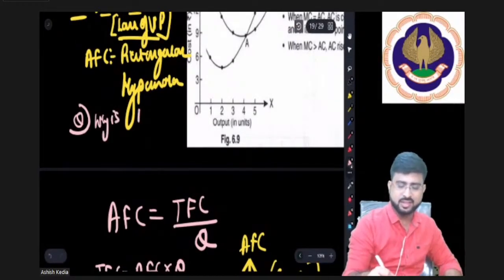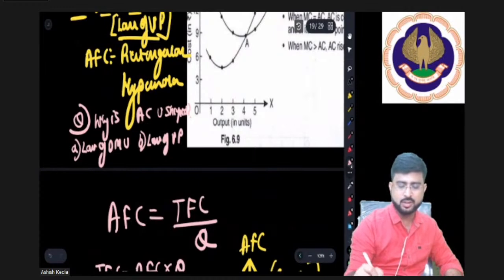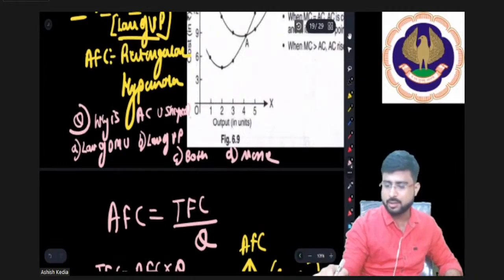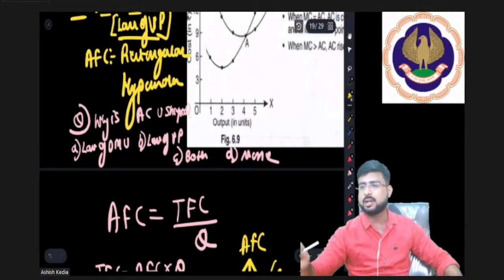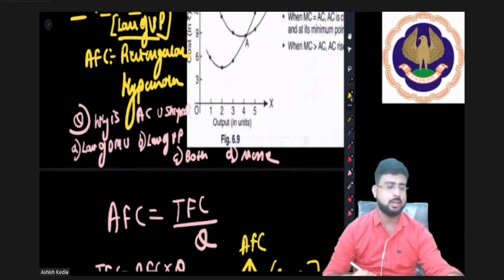why is AC U-shaped? Option A, law of diminishing marginal utility, B, law of variable proportion, C, both, D, none. What do you think is the answer? Come on everybody, tell me the answer.